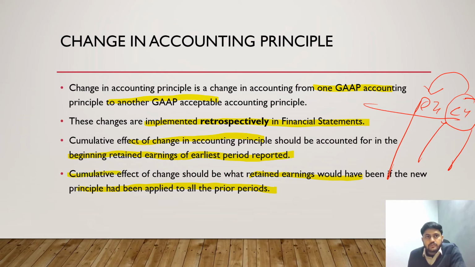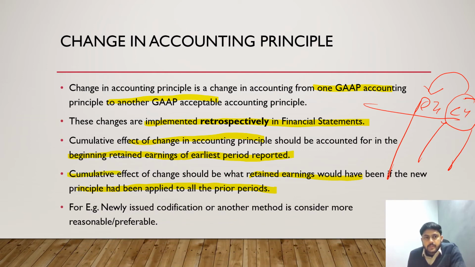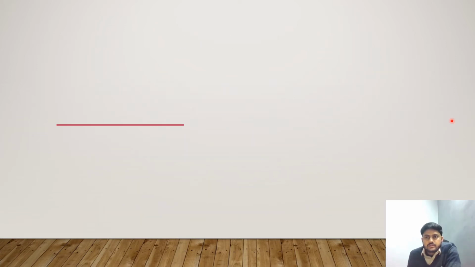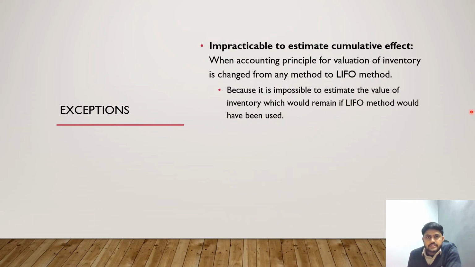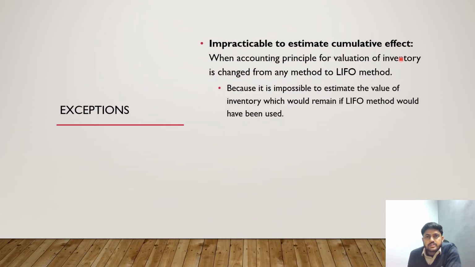What is the example of change in accounting principle? A newly issued codification or another method is considered more reasonable or preferable. So there are two exceptions to changes in accounting principle. First exception is when it is impracticable to estimate the cumulative effect. So let's read this out, then I'll explain this.